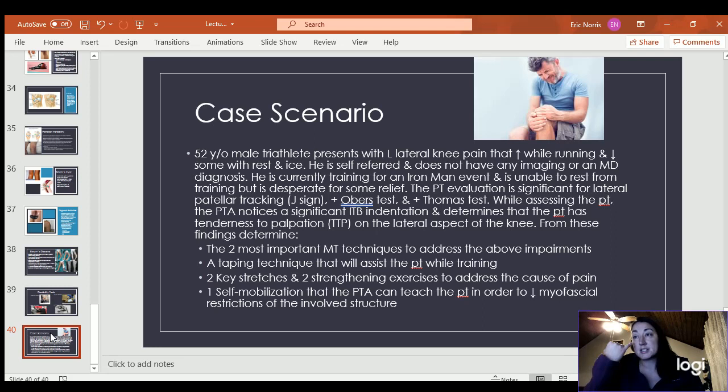So we will do this case study in class together. I'm just putting it up in case somebody wants to pause it and read over it before class. And we're about to start the ankle lecture.